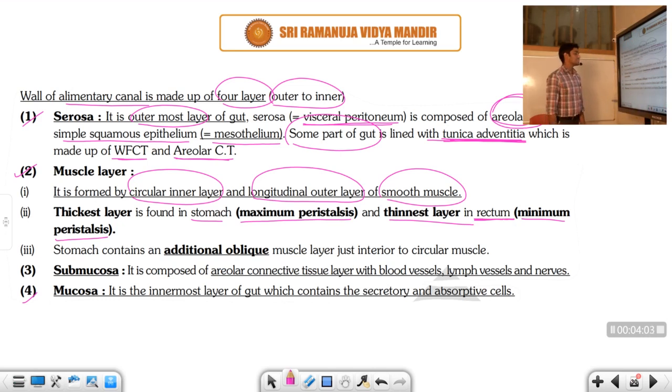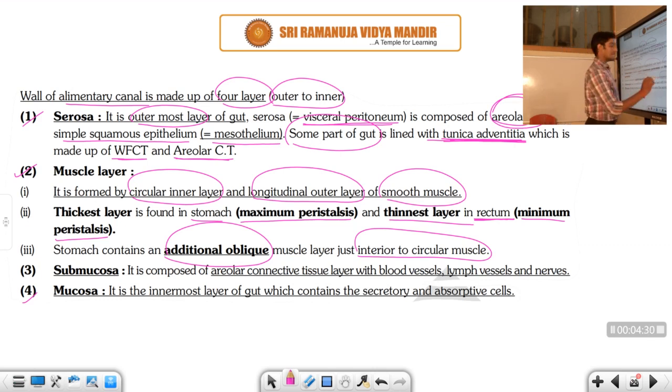Next, the stomach contains an additional oblique muscular layer just inner to the circular muscles. Generally, the thick muscular layer is observed in the stomach region only. So in addition to the thick layer, an additional oblique muscular layer is also present in the stomach, present interior to the circular muscle. Right, student? So this is about the muscular layer.